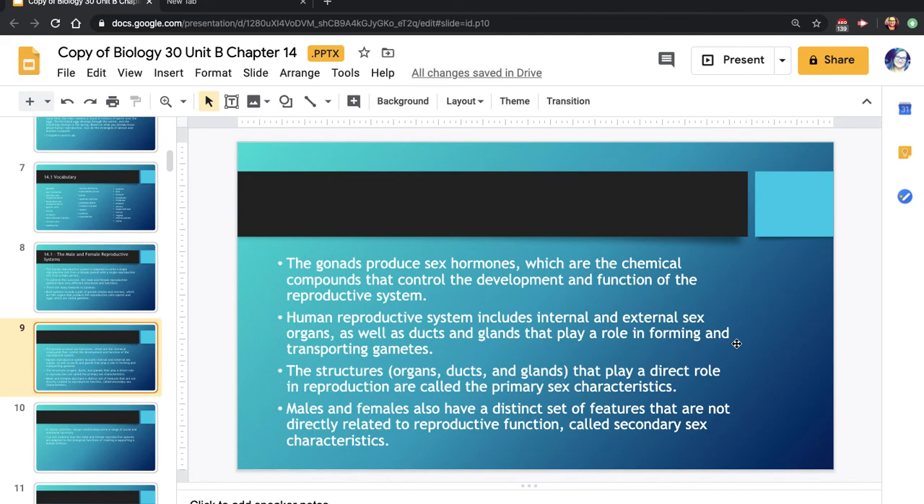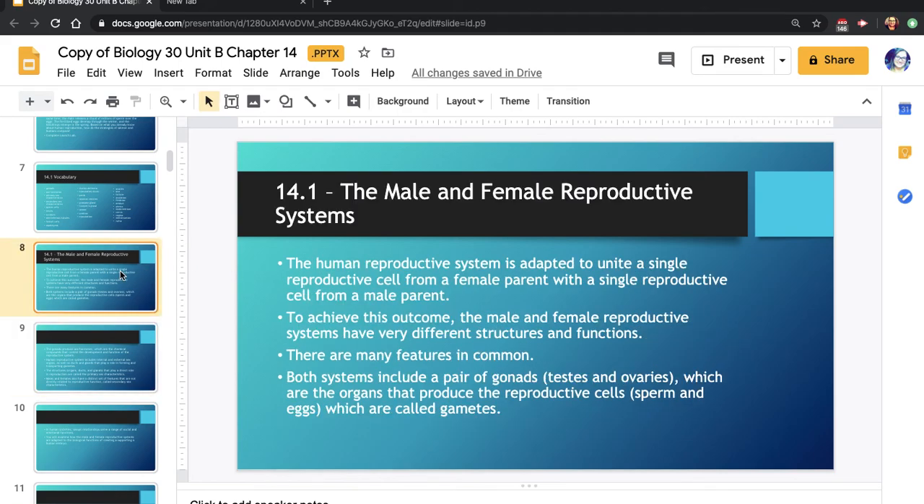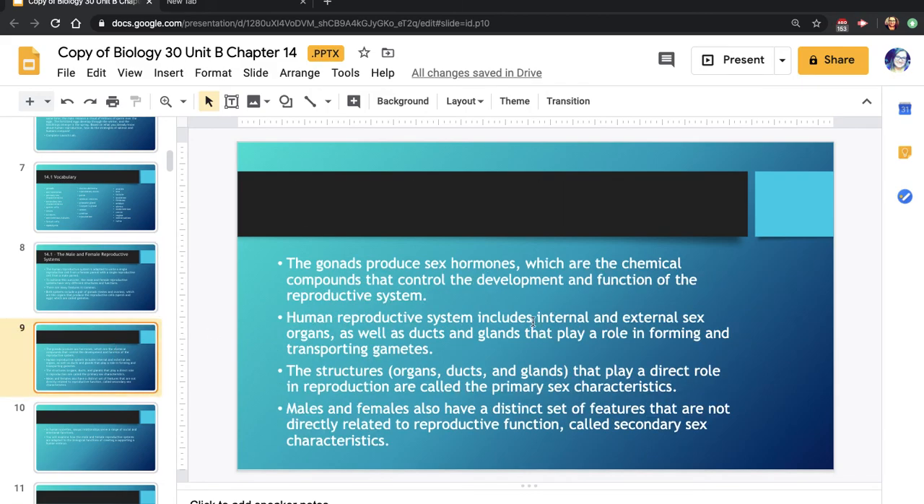The gonads produce sex hormones. So our gonads are those parts of our private parts, I guess you could say, or the ones that are producing the sex cells. So if we go back, did I skip over that? Did it say what gonads were here? Oh, pair of gonads. So testes and our ovaries. So those are our gonads. They're the ones that produce the sex hormones, which are the chemical compounds that control the development and function of the reproductive system.